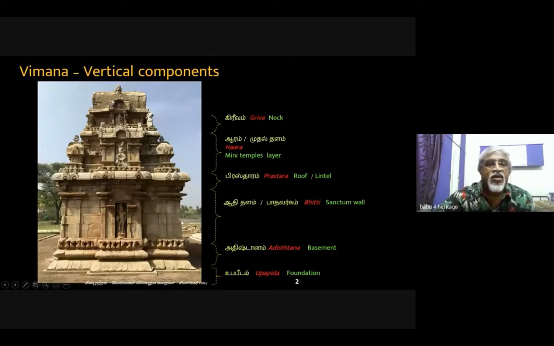The next component is the Griva, which is equivalent of our neck. It is also called Ganta. Wherever Ganta is there, you can think of it as recessed. From the plumb line, this element is always recessed. Badram in Sanskrit means project. So whenever we say Badra, it is projected a little out from the plumb line.